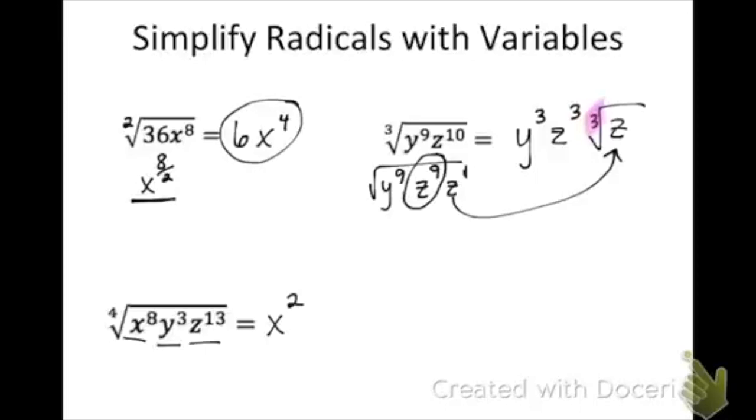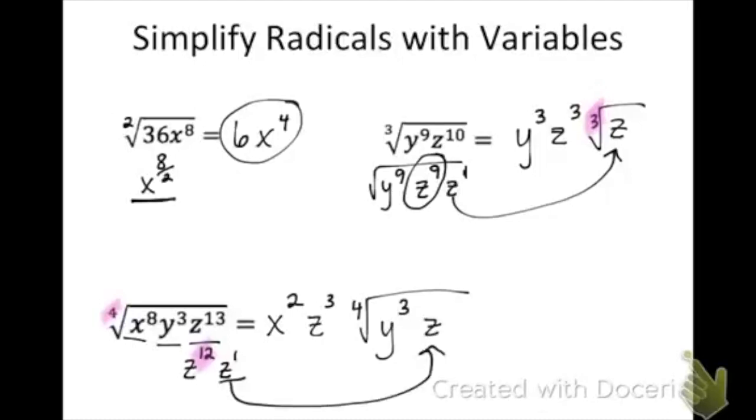And z to the 13th, we need to rewrite as z to the 12 and z to the first, because 12 is the next lowest number from 13 that's divisible by 4. So 12 divided by 4 is 3, so it's going to be z to the third. And left in our fourth root, all the x's are out. We left y to the third in there because 3 was smaller than 4. And we still also have this z left because it didn't get to come out.